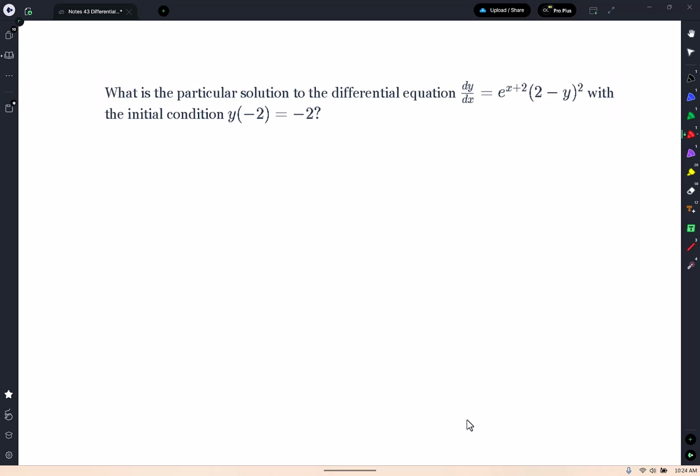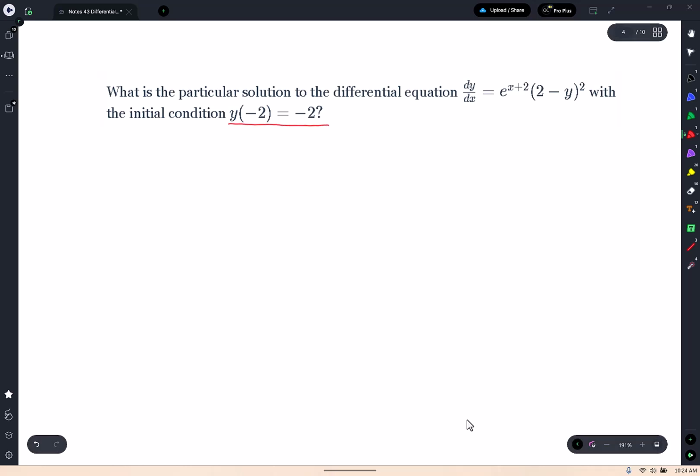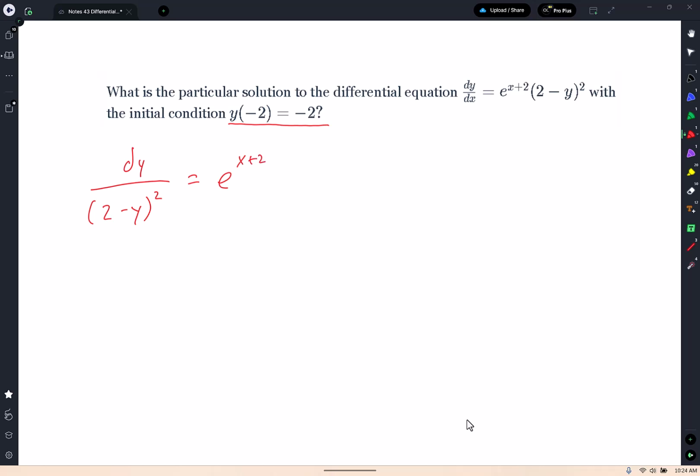dy/dx equals e to the x plus 2 times 2 minus y squared, with initial condition y of negative 2 equals negative 2. You guys ready? Here we go. The x's with the x's, the y's with the y's. dy over, I have to divide by 2 minus y squared. So dy over (2 minus y) squared equals e to the x plus 2, dx. Have I confused anyone? Here we go. I'm a little scared right here. What happened, miss?